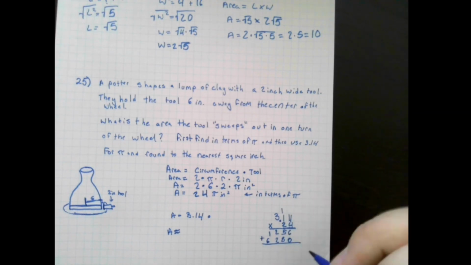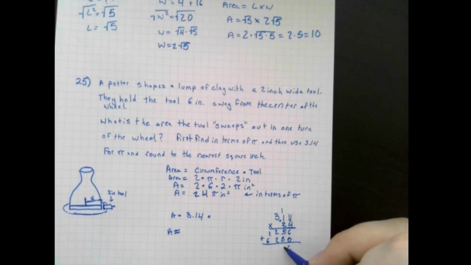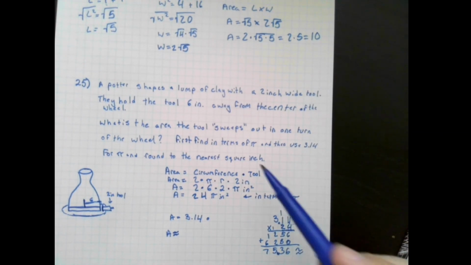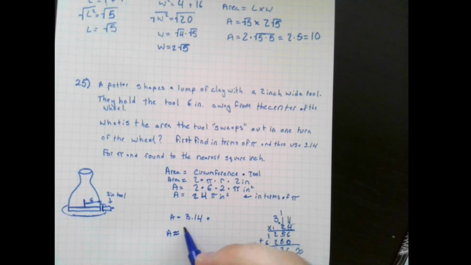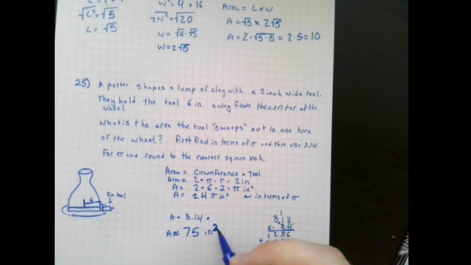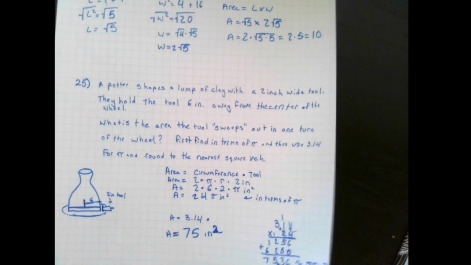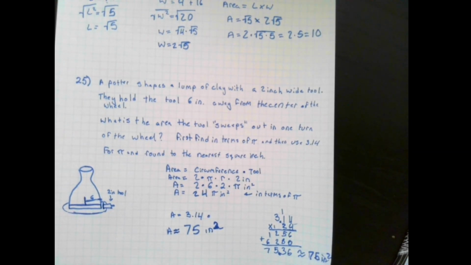6 plus 0 is 6. 5 plus 8 is 13, which will give us 5 here and 7. So we'll have 2 digits to the left of our decimal place. And if we estimate that to the nearest square inch, we're just going to get 75 inches squared. And that is our final answer for 25.